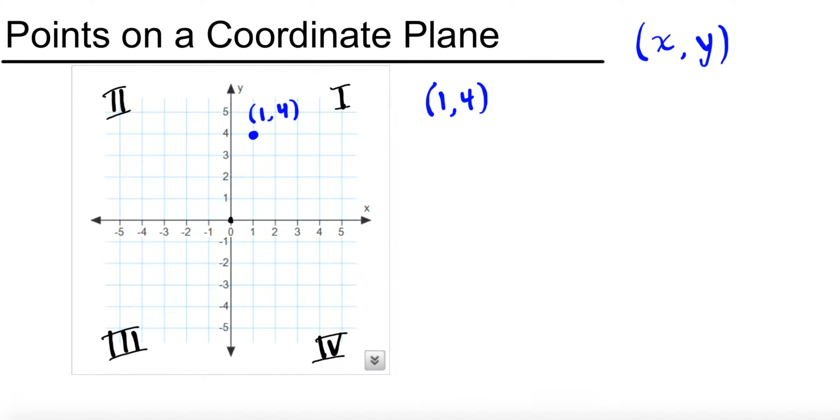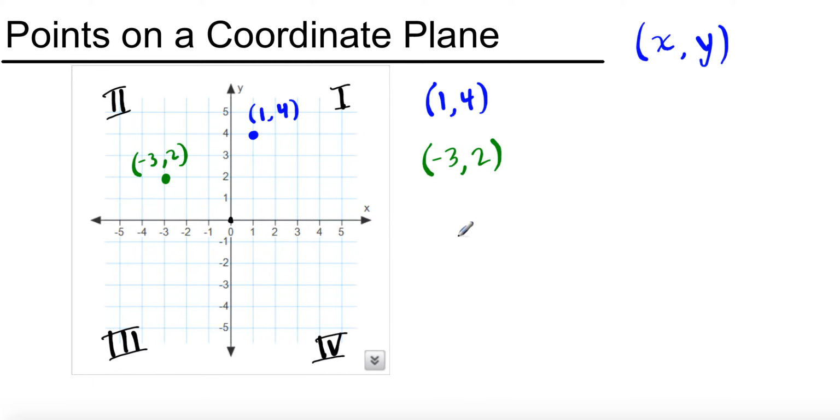Let's graph another point. I'll change colors, and I'm color coordinating these coordinates and the points. All right, so looking at this one, we've got negative 3, 2. We're going to start at the origin. We're going to move on the x-axis first, which is negative 3. So we're going to go left negative 3. And then the y-coordinate is 2, so we go up 2 units, and there's our point. Negative 3, positive 2. And it actually lies in the second quadrant.